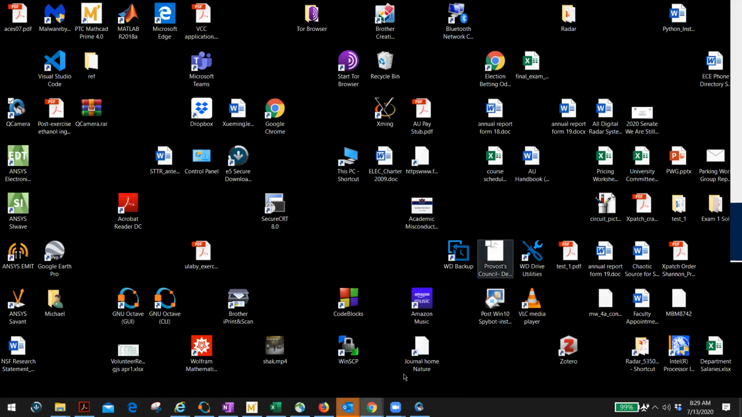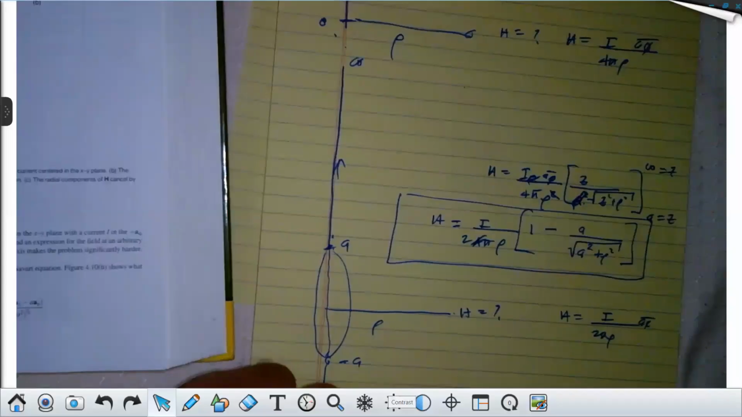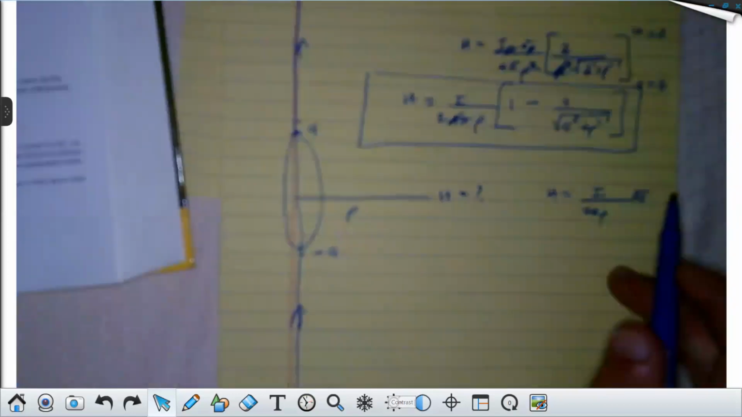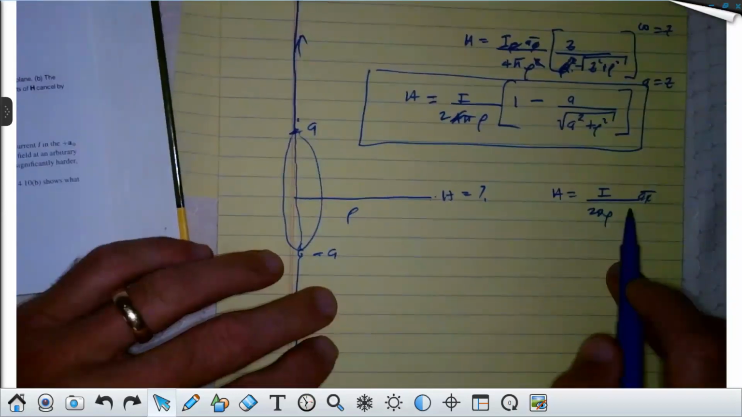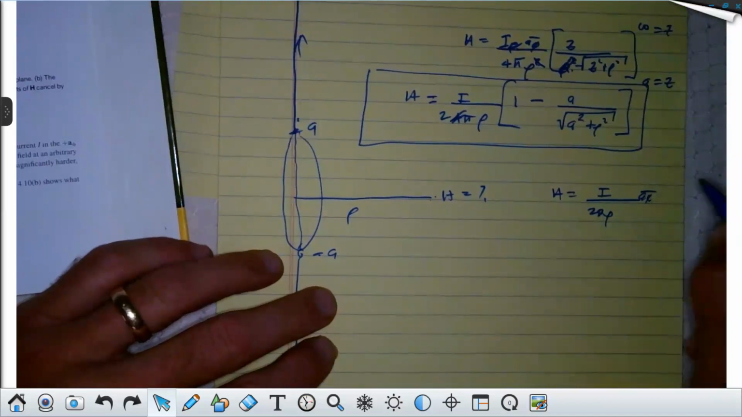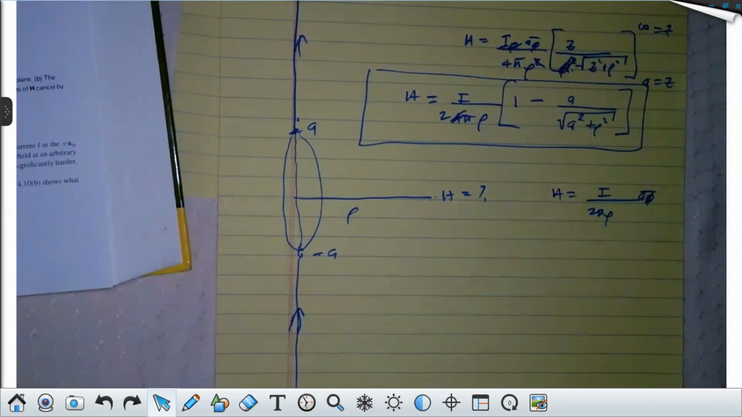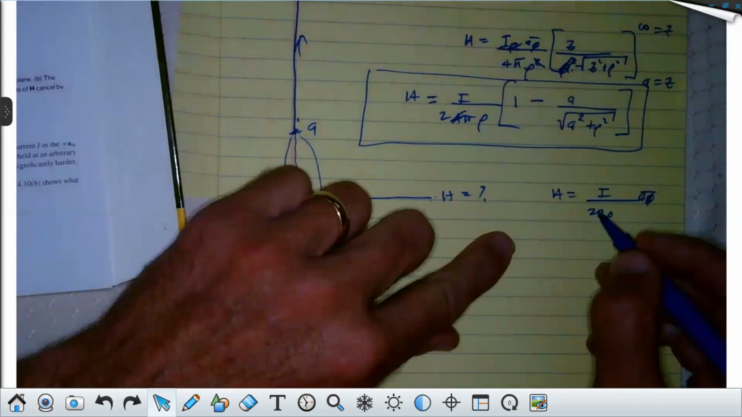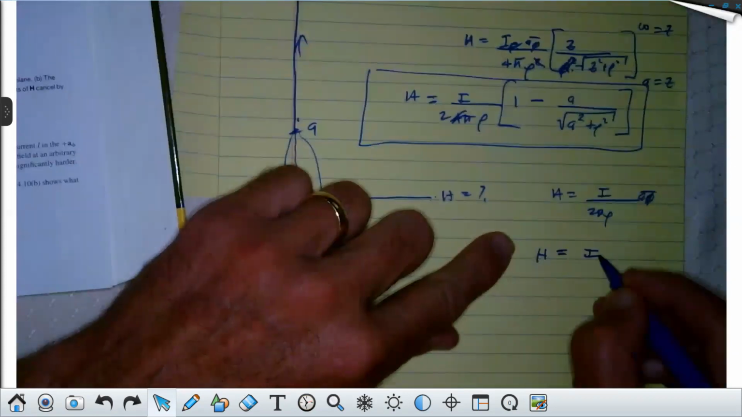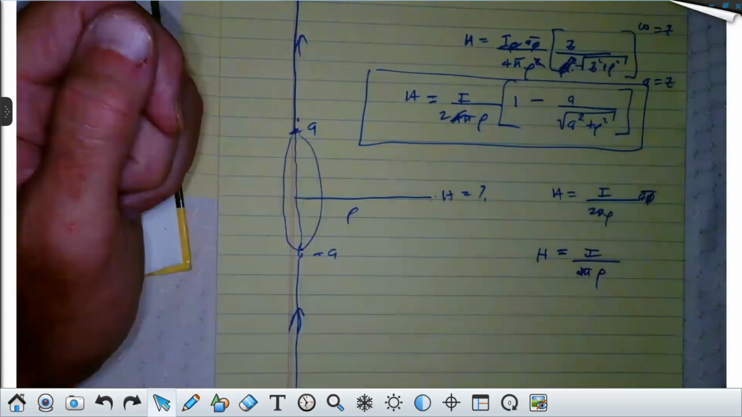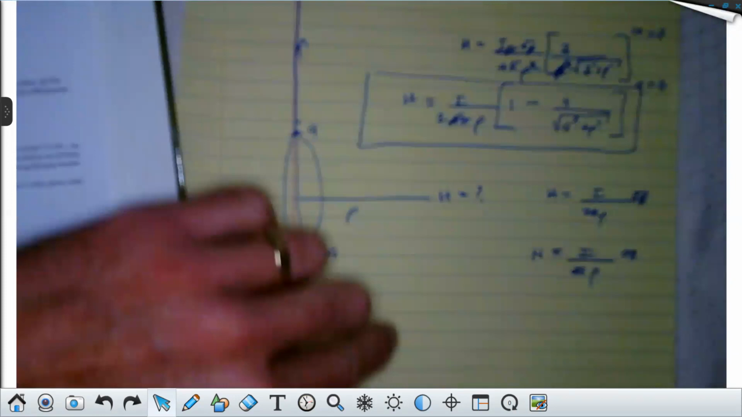If you have an infinite filament, you're going to have this, right? I over 2 pi rho in the A phi direction. Do you agree with me, everyone? If they want half that value, then it would be H equals I over 4 pi rho, right? In the A phi direction. So what value of A makes this happen?